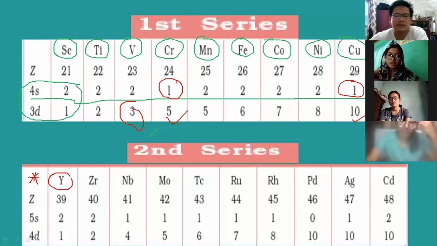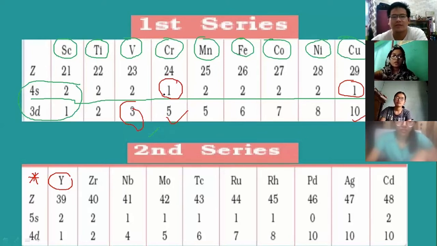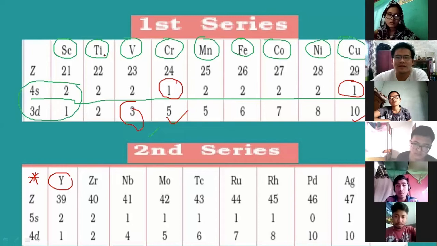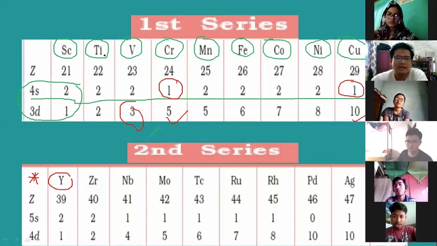So before coming to the second series, there are many important characteristics of the d block elements. They are used as drugs and catalysts. Can anyone tell me one important catalyst in the first series using these metals? Potassium dichromate. Anyone? Nickel. Okay.